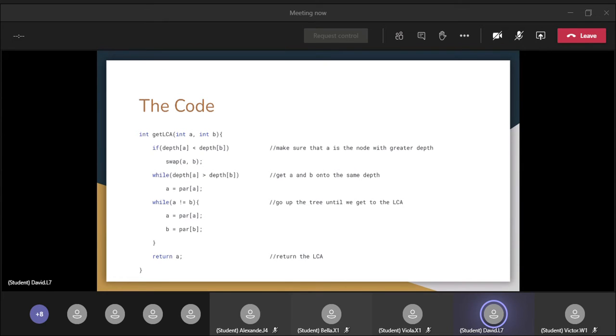And this is basically just some code that does it. If the depth of B is greater than the depth of A, then we'll just swap them because we want to fix the node that has a greater depth. Once we fix that node A has a greater depth, we're going to keep going up the tree from node A until we get to a node that has the same depth as node B, right? So now that nodes A and B have the same depth, we can just go up the tree one at a time, right? So A goes to its parent and B goes to its parent. And then once A and B are the same node, then we will have reached our LCA. So then we can just return it.